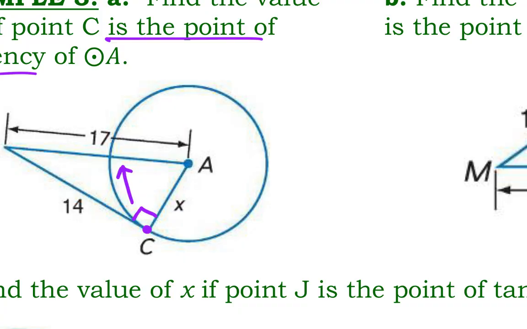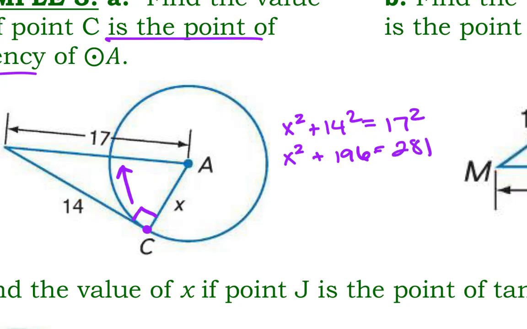The 17. This is just basic Pythagorean theorem, all right? So x squared plus 14 squared should equal 17 squared. All right, someone give me 14 squared. 196. What about 17 squared? 281. Do I add these or subtract them? Subtract them.